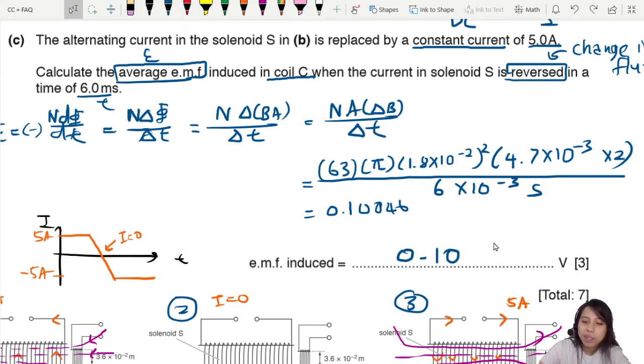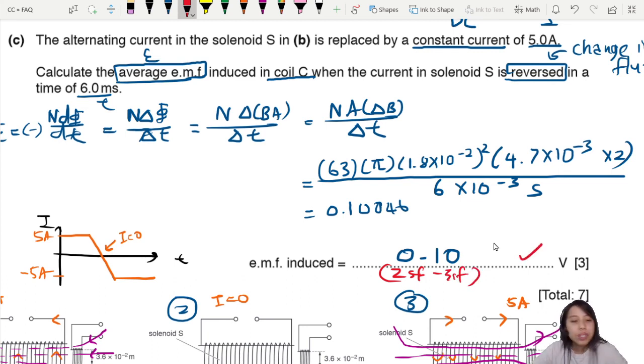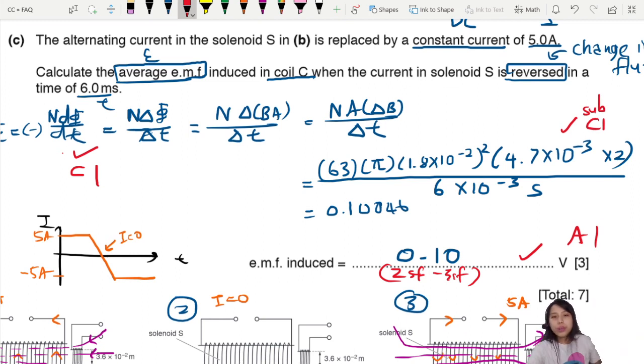Please be very careful with your 2SF. Because the answers given are mostly 2SF, you cannot have one SF; either 2 or more. 2 SF to 3 SF is okay, but be very careful. This one is going to be a 3-mark question. One mark for the final answer down here. One for the equation here, N d phi dt, Faraday's law. That is C1 mark. And lastly, there's a C1 for substitution of correct values into the equation. Alright, so that's all for this question.